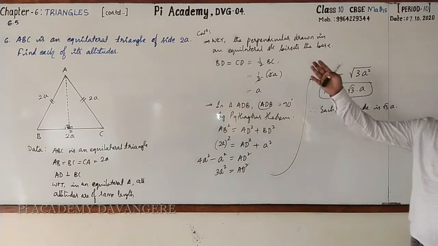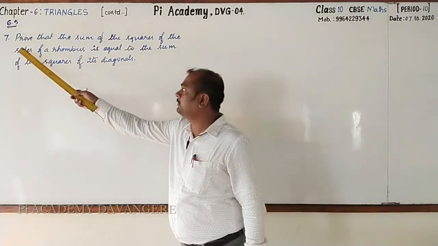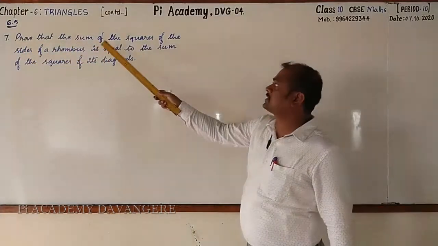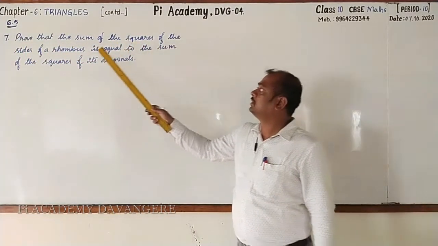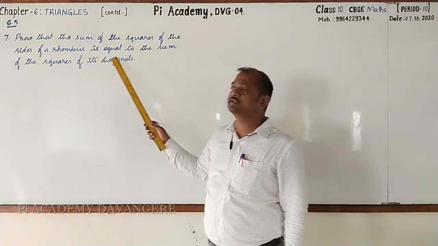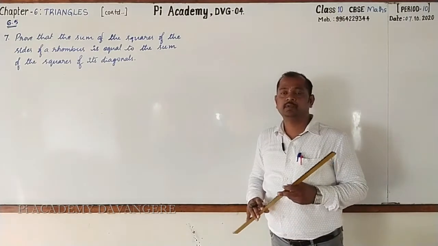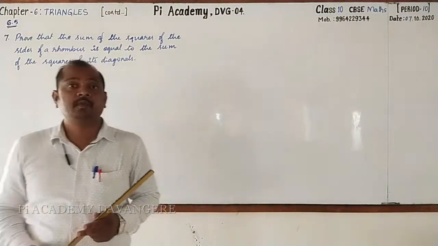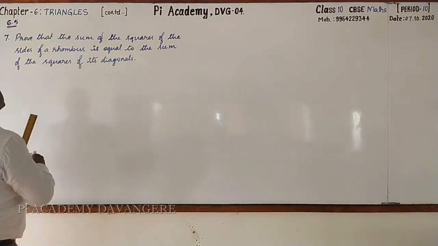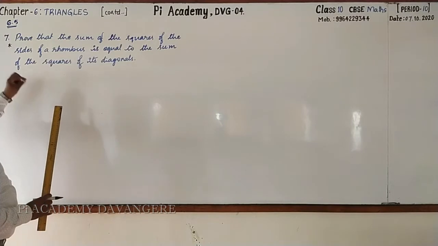Now let's move on to the 7th. Please go through this. 7th one: prove that the sum of the squares of the sides of a rhombus is equal to the sum of the squares of its diagonals. Is it not simple? Certainly. Even it is also an important one. Put a star mark and copy the question. Then after that we can start writing it.